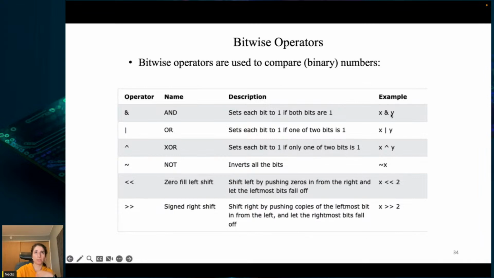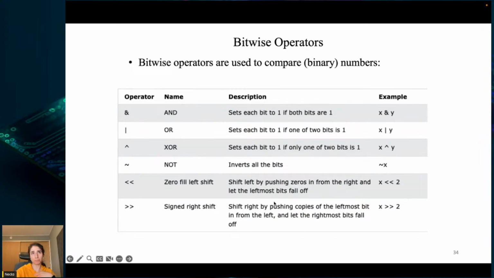So x ampersand y, x and y. And or says each bit to 1 if one of two bits is 1. And xor says each bit to 1 if only one of two bits is 1. And we show it like this. And not inverts all the bits, we say not x.